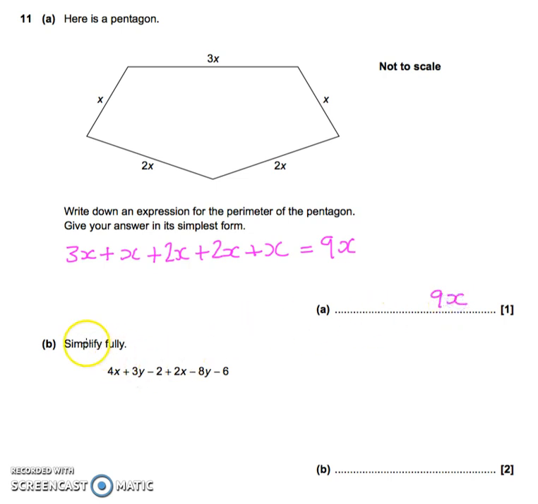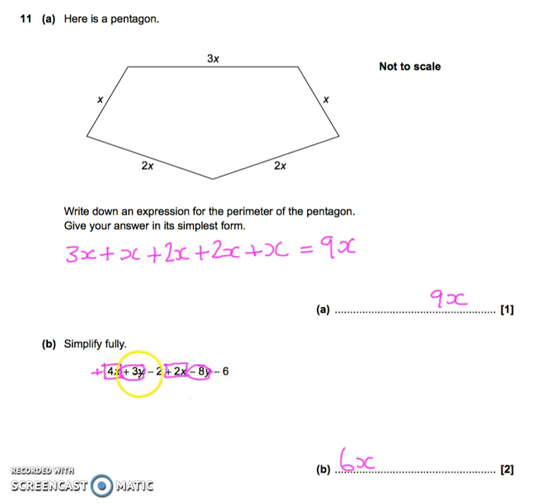In part B, we have to simplify fully this long expression. It's very similar to this one, but we've got some y terms as well as x terms and some number terms. So first of all, I'm going to collect the x terms together. So 4x, and that's a positive 4x, and 2x is going to give me 6x. I've got the y terms, which I'm going to put in a different shape. This is called collecting like terms.